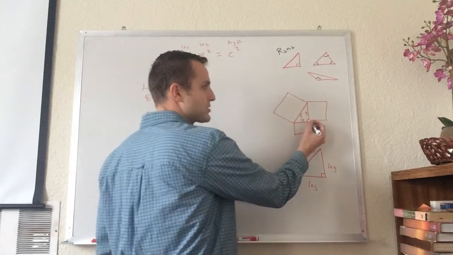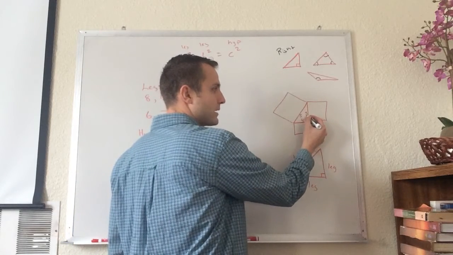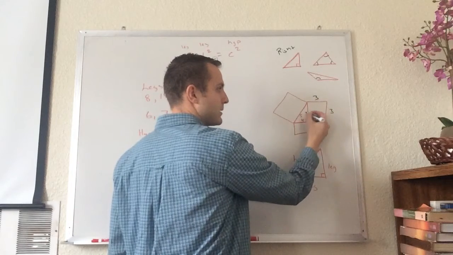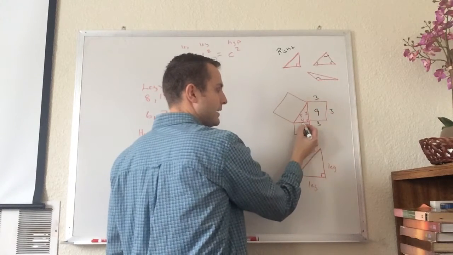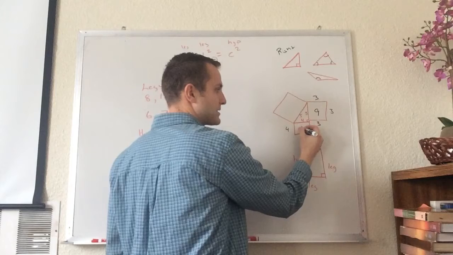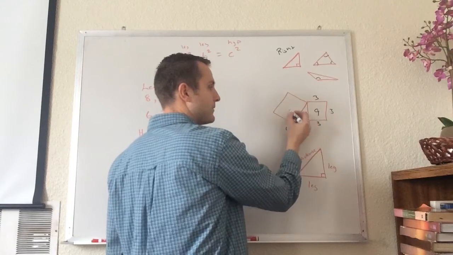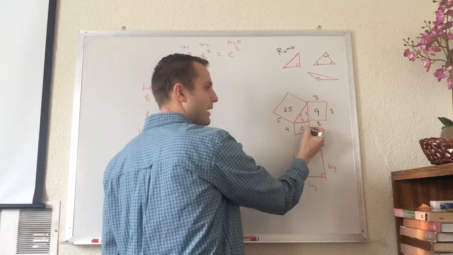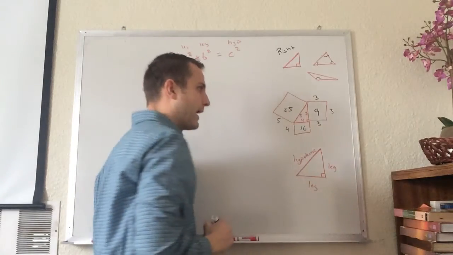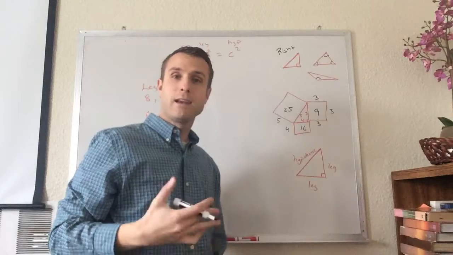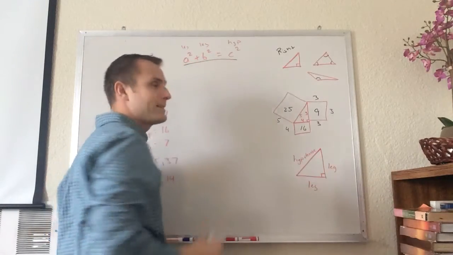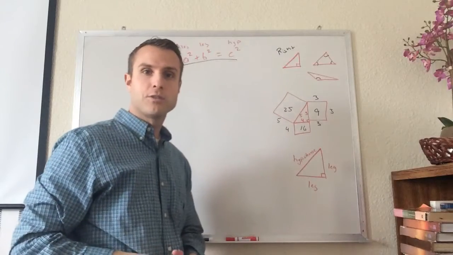So for example, in this right triangle, if this side is 3, well, then that means all of these are going to be 3, and the area is going to be 3 times 3, which is 9. If this is 4, then if I make a square off the side, it's going to be 16. And if this is 5, the square off that side is 25. So if I add the two areas, 9 plus 16, I get 25. So written in equation form, this is a squared plus b squared equals c squared.